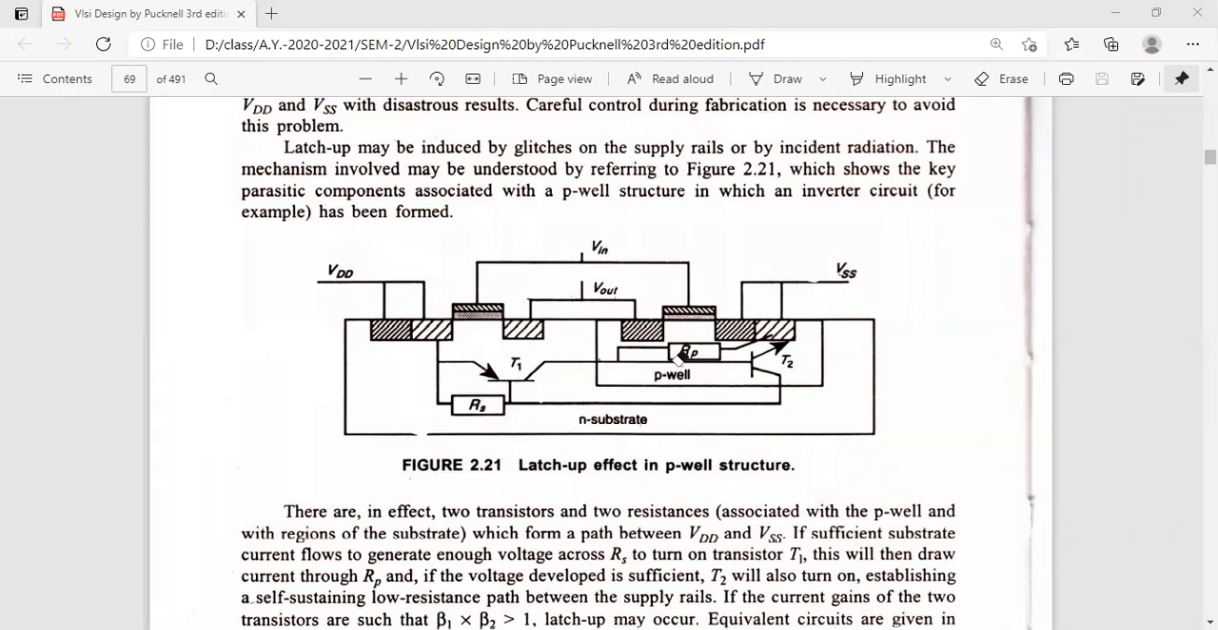Actually, forget this RS, T1, RP, T2 for now. First, your main intention is to create an N-type substrate. In the N-type substrate, you want to create a P-type well, and this P-type well is used to form an NMOS transistor, and the N-type substrate is used to form a P-type transistor, and they have to be connected like this. We take the output between the drains.